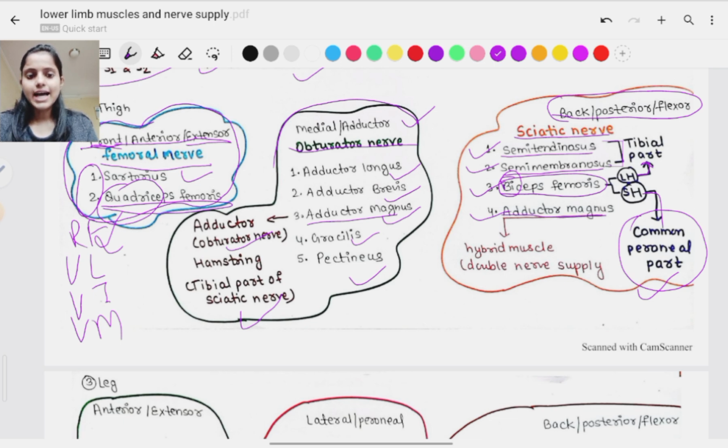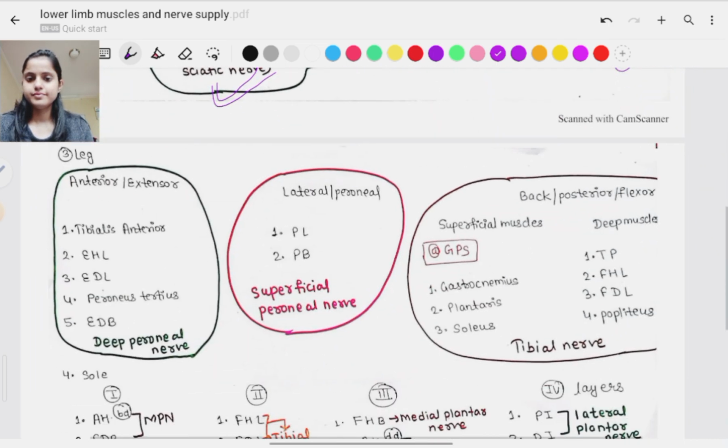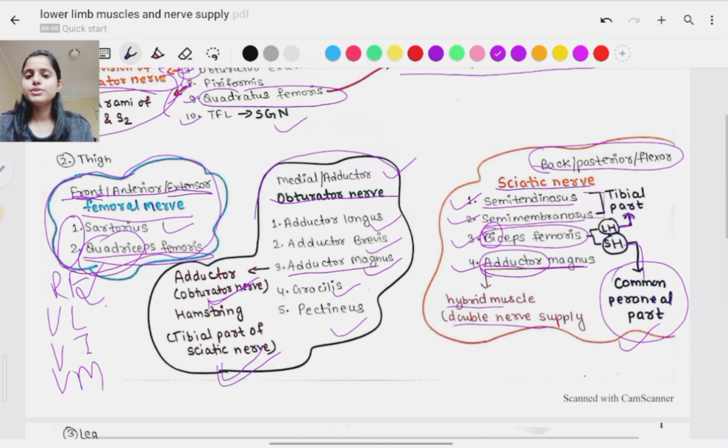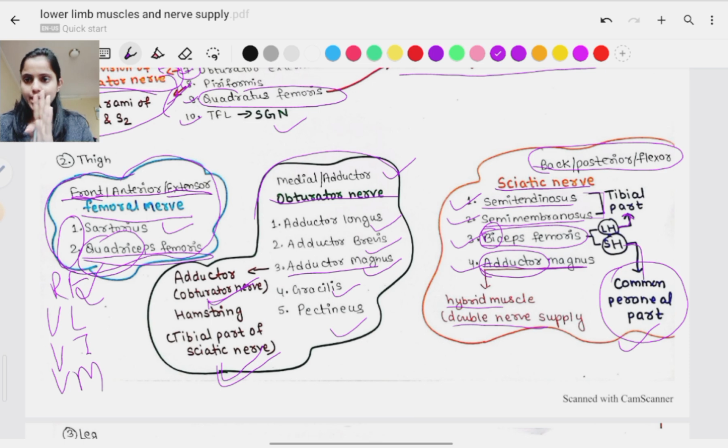Adductor magnus is the hybrid muscle. It has double nerve supply. The adductor component is supplied by the obturator nerve, and its hamstring component is supplied by the tibial part of the sciatic nerve. So in thigh there are 3 compartments: front, anterior, which is the extensor; medial, adductor; and posterior, flexor. The anterior compartment is supplied by the femoral nerve, medial is supplied by the obturator nerve, and posterior is supplied by the sciatic nerve.